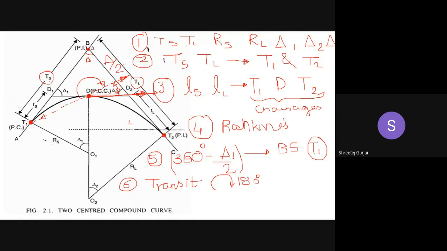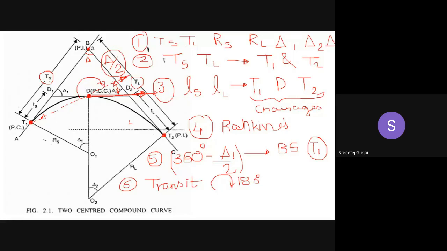Okay, delta by 2. So you have to swing your telescope by an angle delta by 2. After you do that, your line of sight will be aligned in this particular direction, that is in direction D2. To swing this, make sure your lower clamp is tight and only your upper clamp is loose, so that your angle is set.